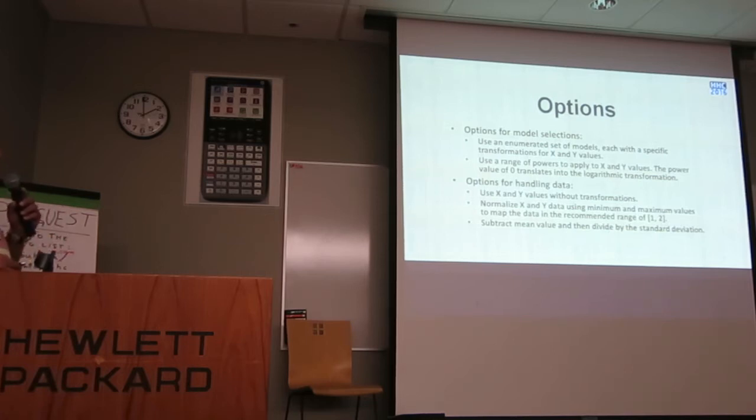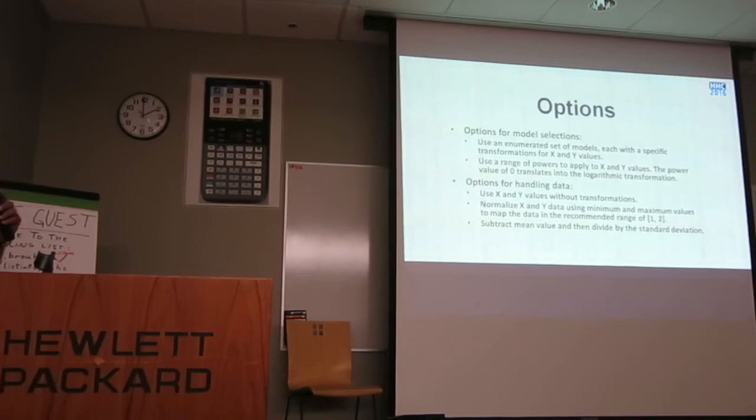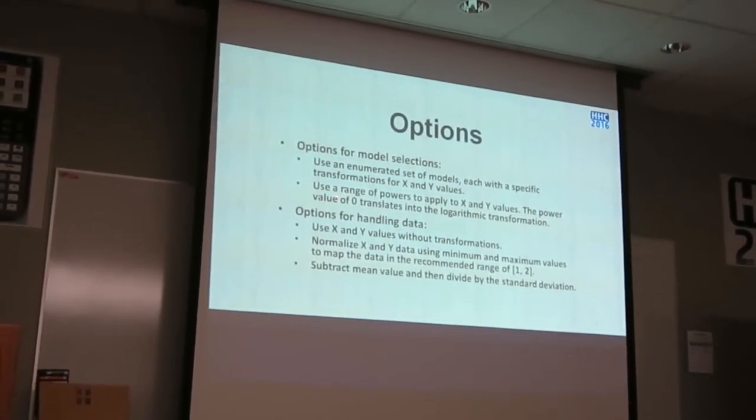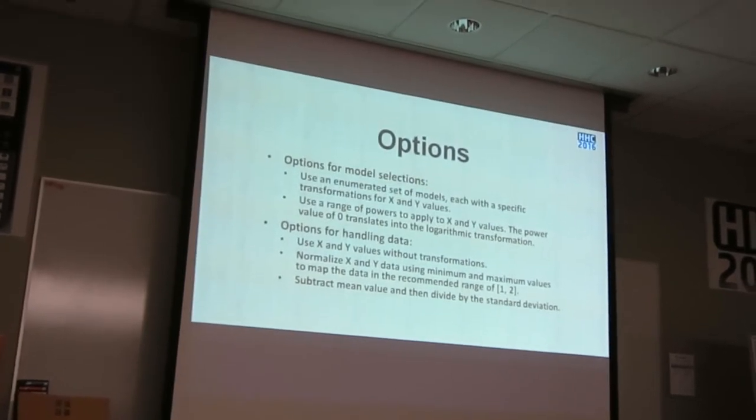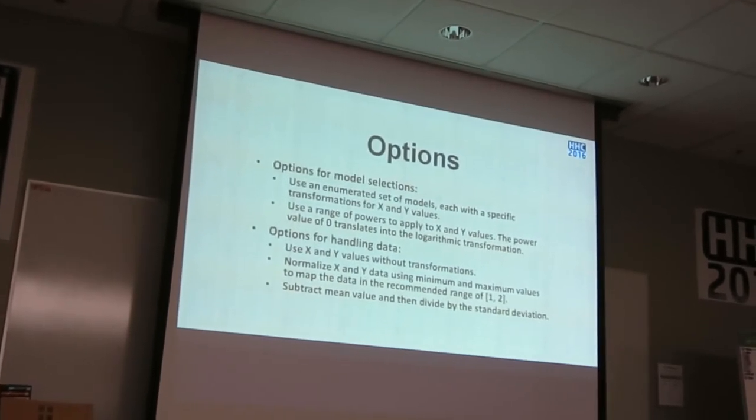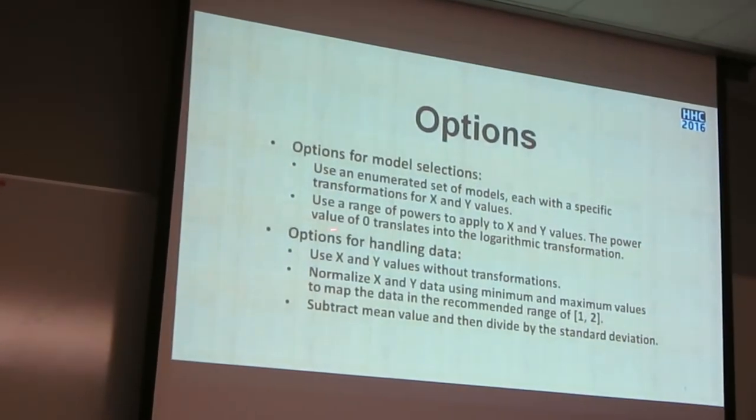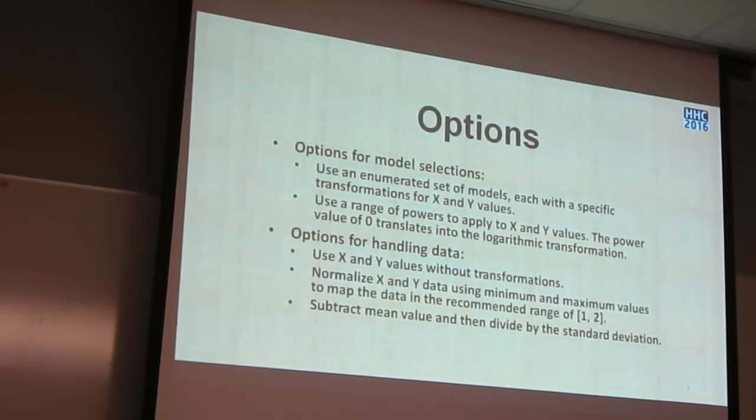Now we have some options in these operations. First of all, model selection. We can use enumerated values for the transformation of x and y, as I mentioned before. Or as I mentioned before, we can use a range of powers that we apply to both x and y values in the case of linear regression. In the case of the power value of 0, we translate it to a logarithmic transformation.